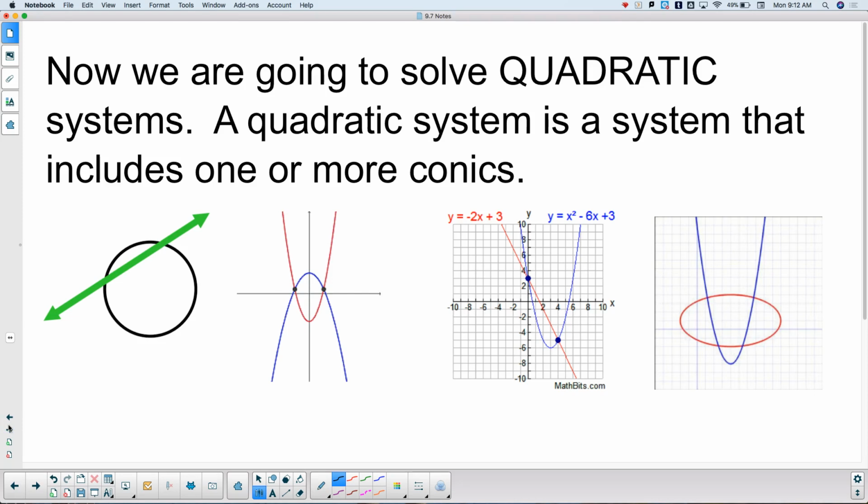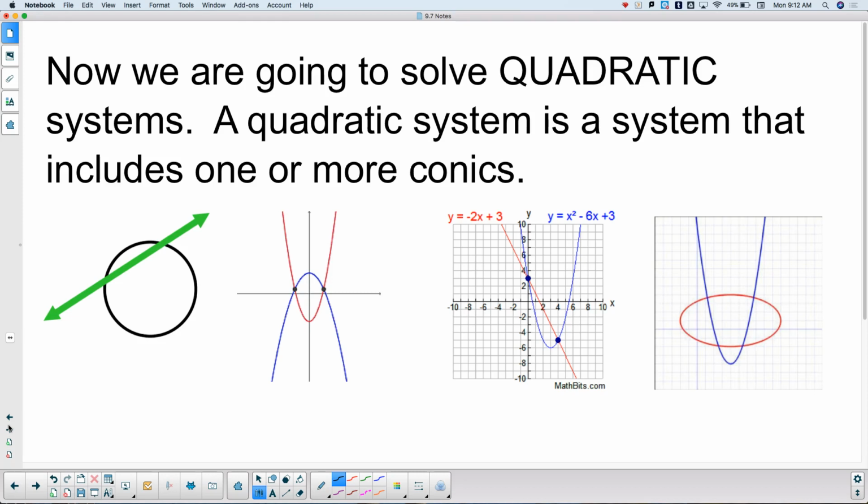Today, what we're going to do is solve a quadratic system. A quadratic system is a system that includes one or more conics. So we might have a conic and a line, like in the first one where we got a circle and a line. We might have two parabolas, a parabola and a line, a parabola and an ellipse, or two hyperbolas. Who knows? We're going to have at least one conic section, and then possibly a second conic, maybe a line, maybe not.